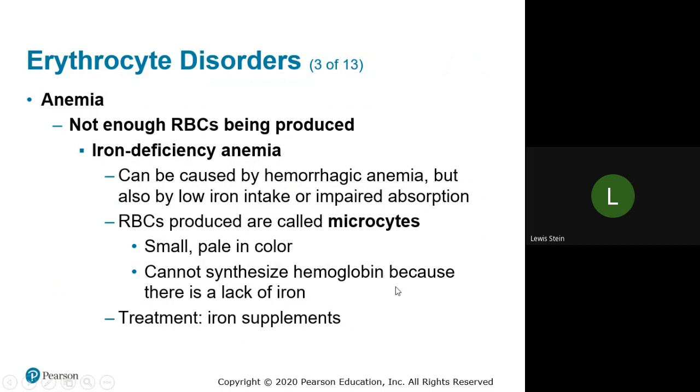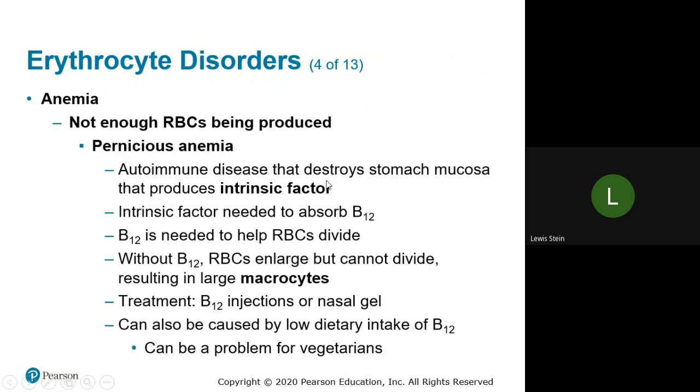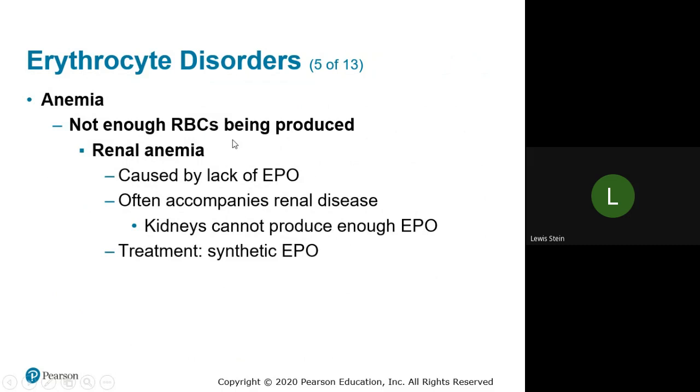So small and pale, cannot synthesize hemoglobin. They don't have the ingredients. Iron supplements. This is kind of the one I was dealing with a little bit. A variation on pernicious. Typically, it's autoimmune that destroys the intrinsic factor that is produced, and we will go over that. You might remember they're called parietal cells. We have to have that for B12 to be able to absorb B12 in our gut. You can supplement B12, okay, with injections directly or a nasal gel, and that's the macrocytic anemia.